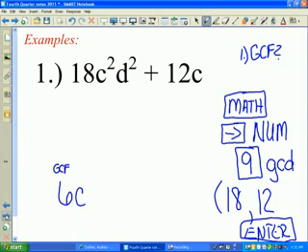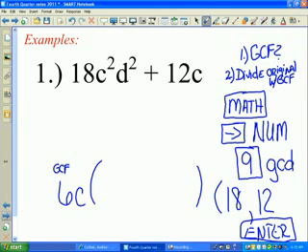So now here's the next step. We have to do what? We had to divide, right? So we got to divide the original with my GCF. So we can do it this way, or we could do it what we did for the example. But I like to do it this particular way because it forces me to do that division.